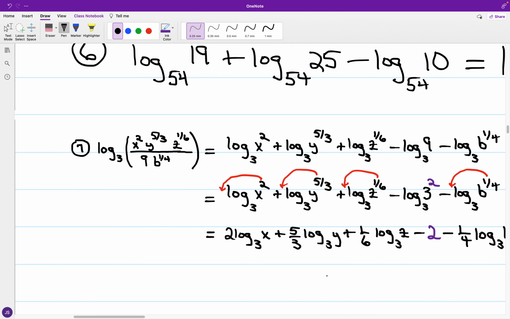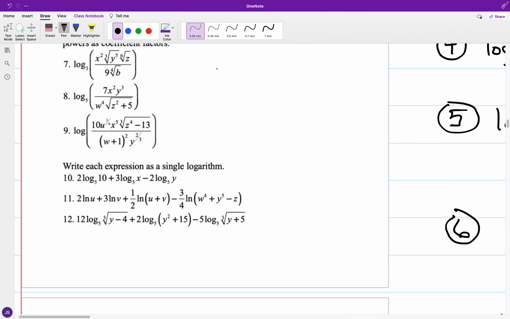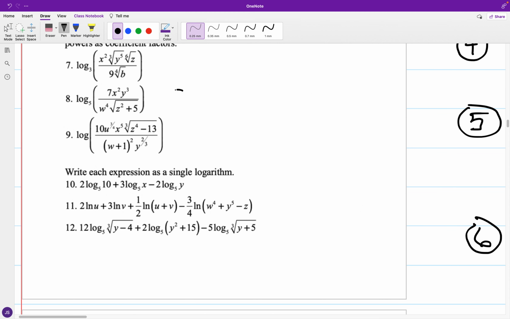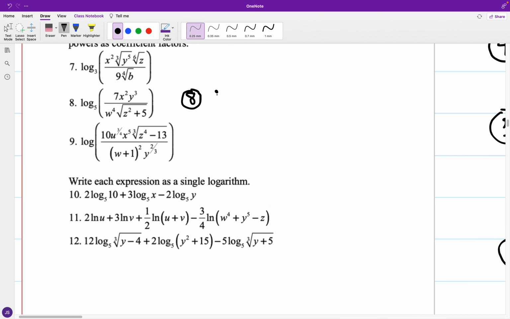All right. Now, for the case where we also have a radical present, and we have number 8, you have a base 5 logarithm, and we have a radical in the denominator. And if I rewrite this in non-integer power terms, I have the base 5 logarithm of 7 x squared y cubed, all over w to the 4th.